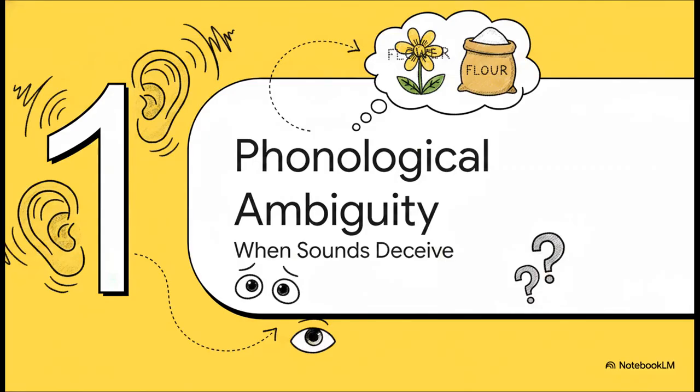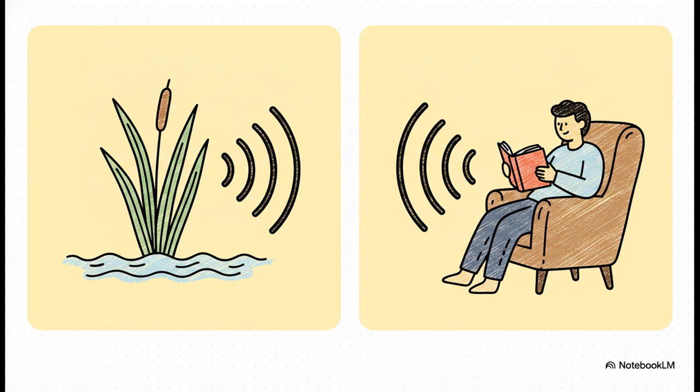Let's kick things off with layer 1, phonological ambiguity, which is basically when sounds deceive us. This happens when words sound completely identical out loud, but they mean totally different things and have totally different spellings. The exact same sounds produce homophones. And let me tell you, this causes a major headache for speech recognition systems. Because when spoken out loud, "the reeds in the pond" and "he reads a book" sound identical. A computer system has to use the surrounding context just to tell aquatic plants apart from someone reading a novel. If you're only listening, there is literally zero acoustic difference between those two phrases.